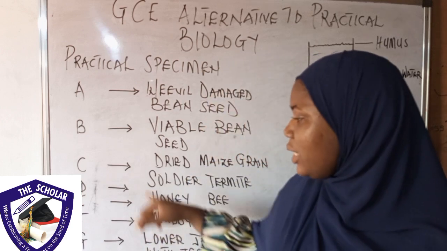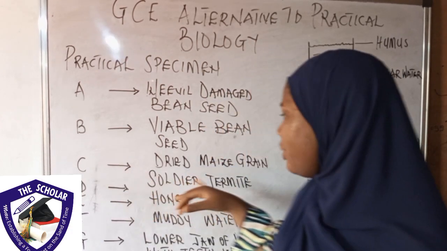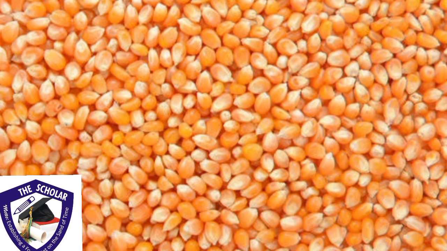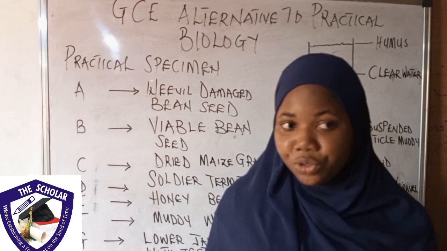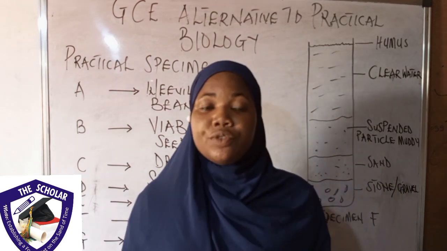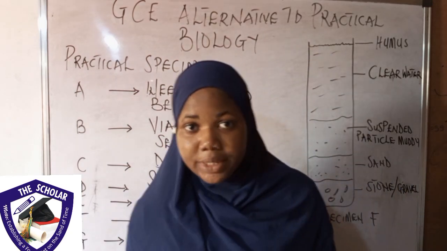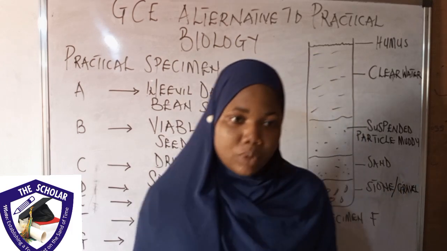Moving forward, we'll be looking at specimen C, which is our dried maize grain. It belongs to the kingdom Plantae. It is also a what? A primary producer. It belongs to the division Angiospermatophytes. Why? Because they are vascular plants.